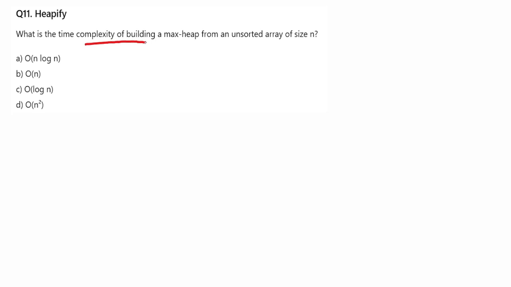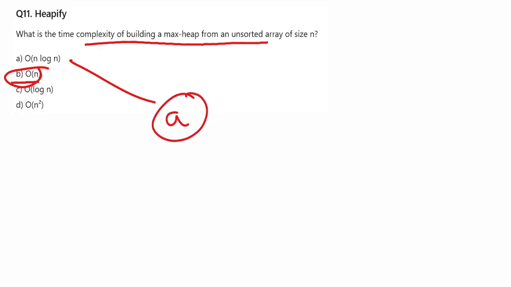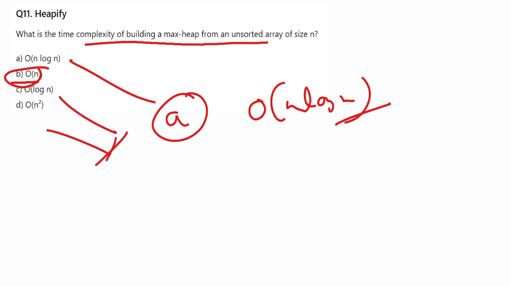Now, what is the time complexity of building a maximum heap for an unsorted array of size n? The answer is option B, O(N), because bottom-up heapify builds a heap in linear time. That's why option B is correct. Why are the other options not correct? Option A is wrong, because inserting one by one would take O(N log N). Options C and D are incorrect and invalid here.